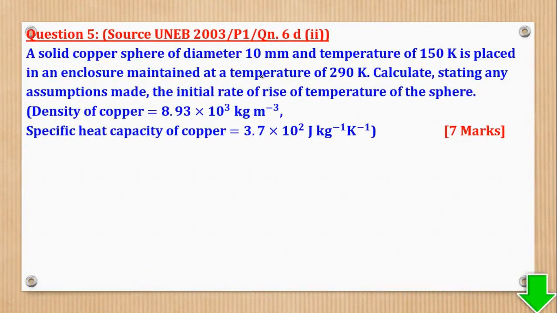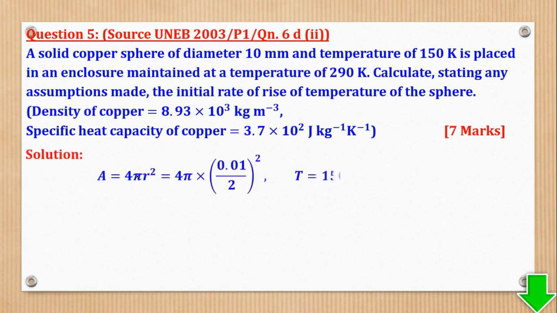Then question 5 came from UNEB 2003 paper 1 question 6d Roman 1, and it says a solid copper sphere of diameter 10 millimeters and temperature 150 Kelvin is placed in an enclosure maintained at a temperature of 290 Kelvin. Calculate, stating any assumptions made, the initial rate of rise of temperature of the sphere. So density of copper is that, and specific heat capacity of copper is that.